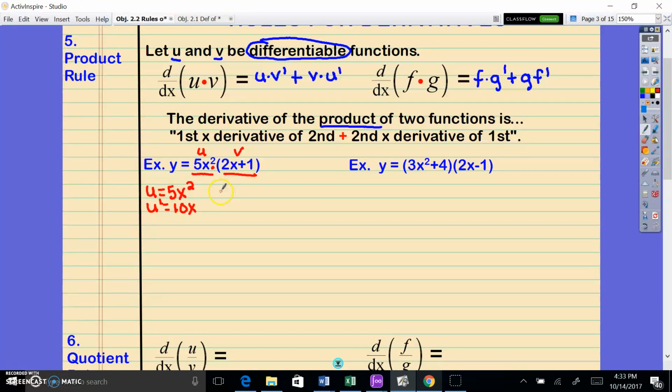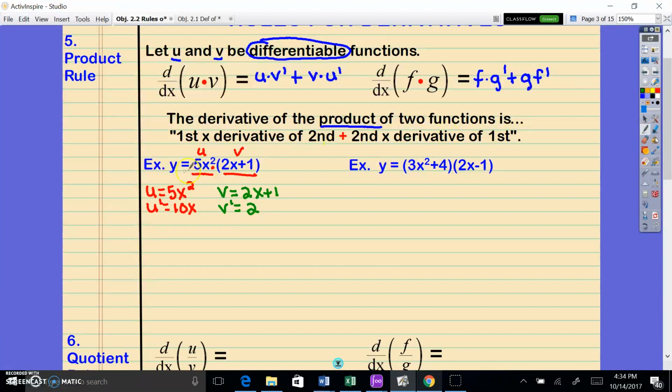Now I'm going to have v. Maybe I should use a different color for v. Let me see, I'll use green. So let's say v is 2x plus 1, and then v prime would be 2. So this is my setup. All that needs to happen now is I need to multiply the u and the v prime and then add the v and the u prime. I think I said that right: u v prime plus v u prime.